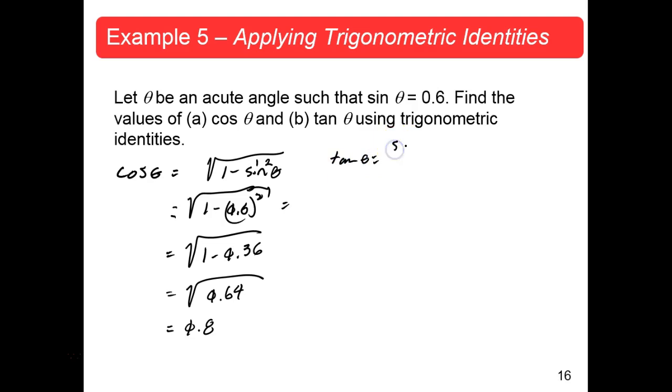Exactly, sine theta over cosine theta. I call that the ratio identity. They call it the quotient identity, I think. Okay, whatever you want to call it. And what's sine theta?